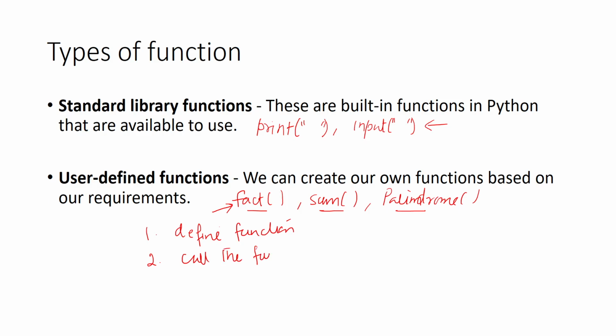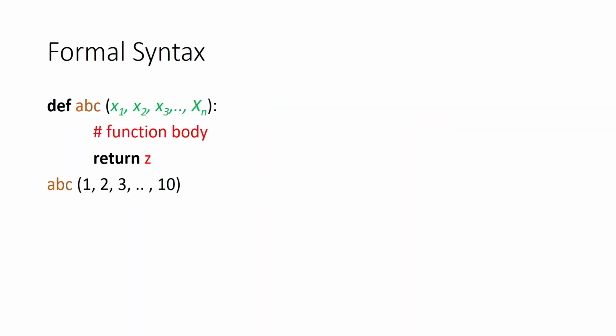Because if you don't define it, the interpreter won't interpret it and it will throw an error. So if we don't define it, the interpreter will throw an error and it will not recognize that particular thing as a function call.